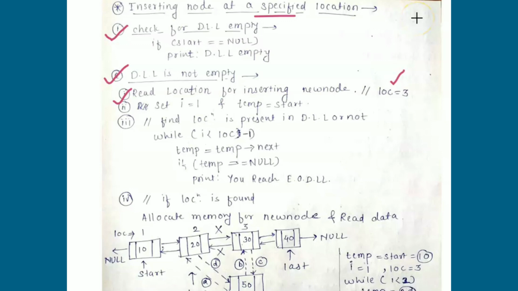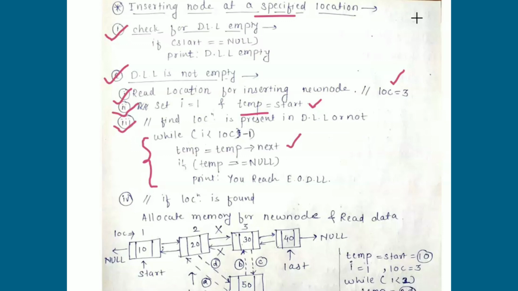When you want to insert data in the middle, we need to traverse the linked list. We can traverse up to the position location minus 1, because we want to add data at location 3, so you can traverse up to location 2. For that, I have declared one temporary pointer, and that temporary pointer is initialized with the start of my linked list. To find the location, I have used a while loop, and with the help of the while loop I am traversing up to location minus 1. Every time I move with temp = temp next.